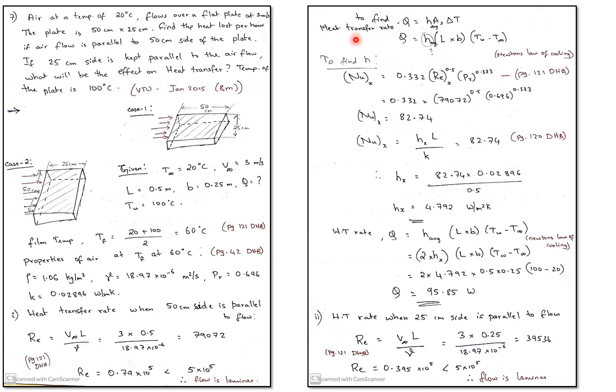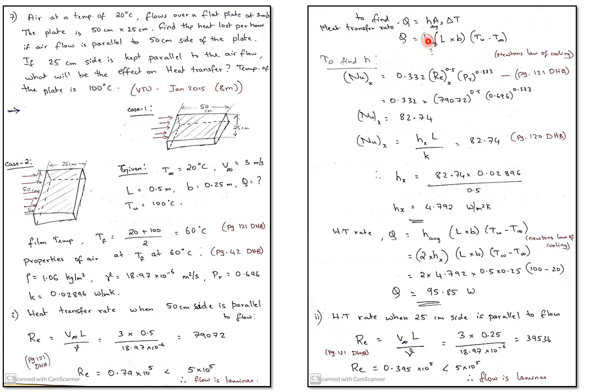Now once you get the value of Reynolds number, the next step is to find the heat transfer rate, that is Q equals H average into As into delta T. I repeat, H average into As into delta T. That is simple, nothing but h A delta T. Okay. Now we need to find the H average.